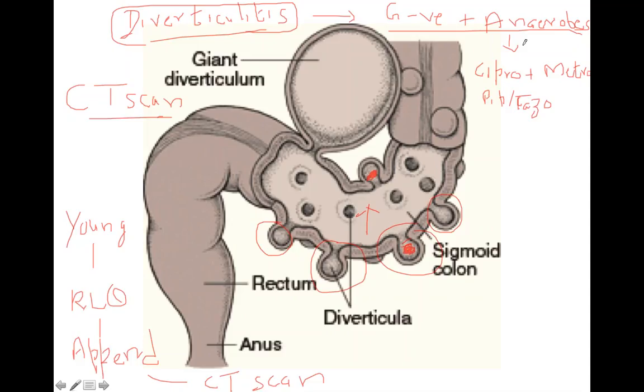Also, we can give a combination of cefoxitin plus gentamicin. Cefoxitin or cefotetan are second generation cephalosporins, and they are also broad spectrum. They will cover anaerobes and gram positive also, and we can give them with gentamicin. So always remember, aminoglycosides cover gram negatives, like gentamicin, amikacin, tobramycin.